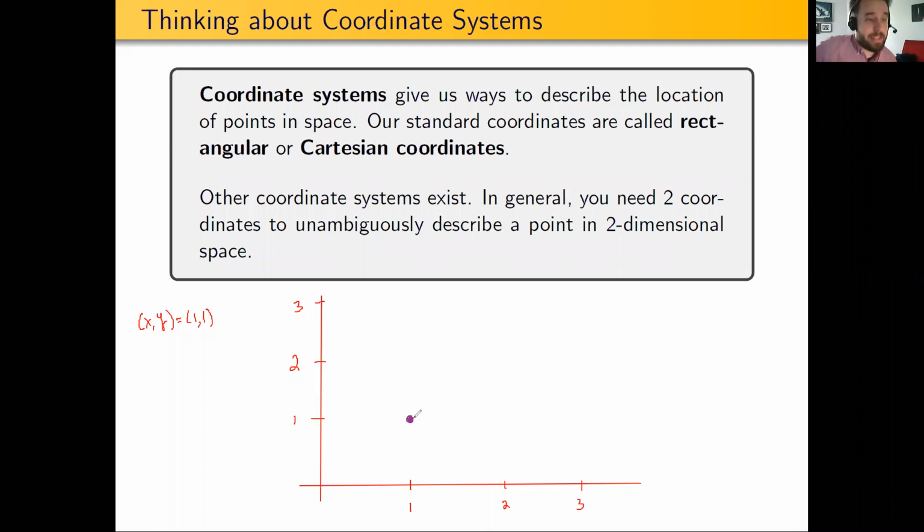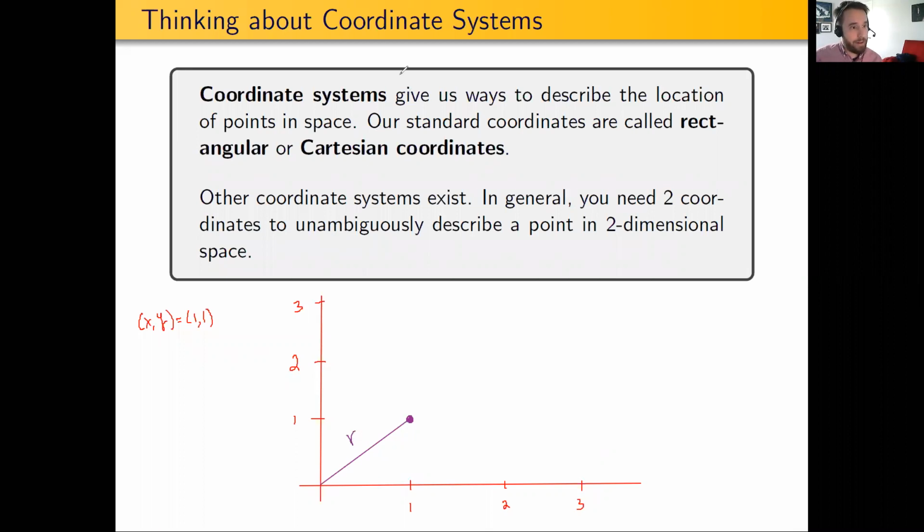However, we might be interested in discussing a point not by its Cartesian coordinates, but instead by its polar coordinates. What we said last time is that polar coordinates take on two different characteristics than Cartesian coordinates. While Cartesian coordinates tell us the amount we have to move in the x direction and then in the y direction, polar coordinates tell us something different. They tell us first the straight line distance that we have to move from the origin to the point in question. So that's going to be that distance there. And typically, we denote that with an r for radius.